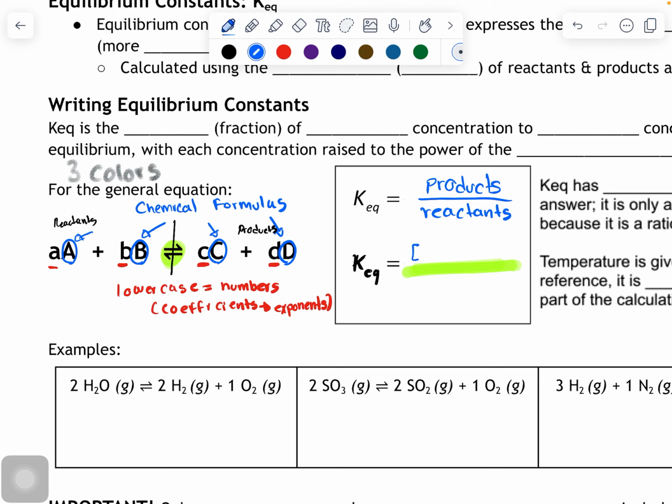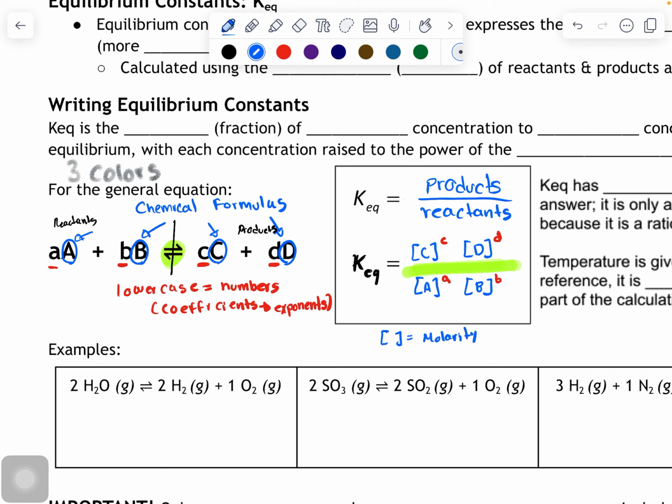So I'm going to write uppercase C to the power of lowercase c, uppercase D to the power of lowercase d. Okay, those are my two products. Now on the bottom, I'm going to write uppercase A to the power of lowercase a times uppercase B to the power of lowercase b. And remember that brackets mean concentration, and the unit for concentration that we know for this class is molarity. Okay, so for now, our brackets are going to mean molarity.